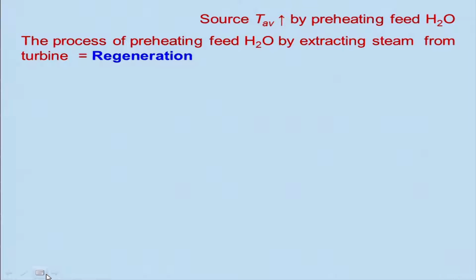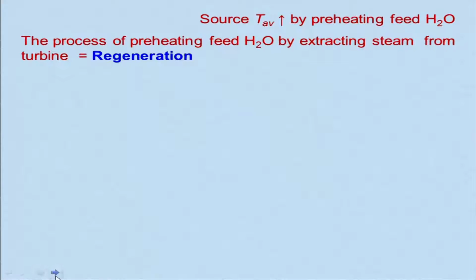In this case, what we do is we basically extract the steam from the turbine after it has expanded in the high pressure portion of the turbine, or high pressure turbine. Then we will mix it with the feed water. Let us see how we can achieve this concept of regeneration.